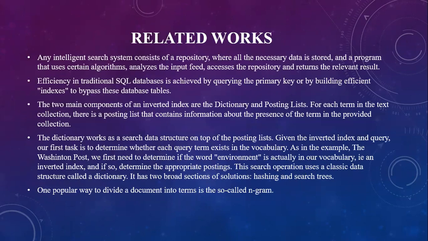at an unprecedented rate. Any intelligent search system consists of a repository where all the necessary data is stored and a program that uses certain algorithms, analyzes the input, accesses the repository, and returns the relevant result. The difficulty is to properly store the data and properly configure the search engine processing algorithms. In addition, given that it should also be a recommendation system, it is necessary to choose the right recommendation algorithm, which will have enough data for correct calculations.